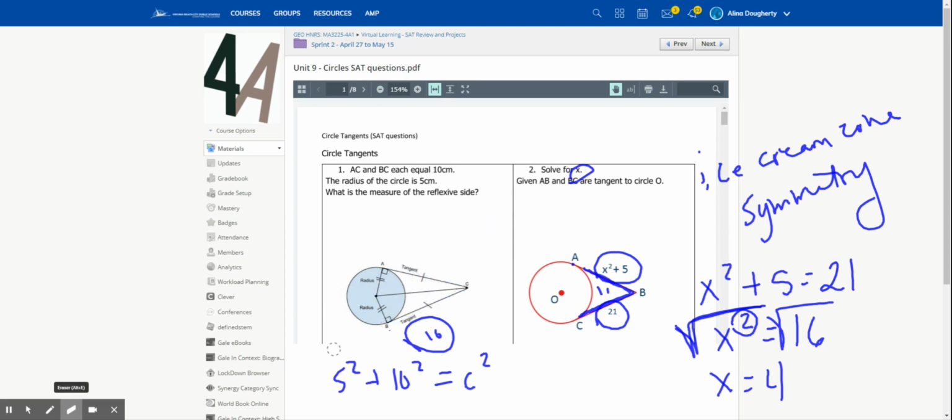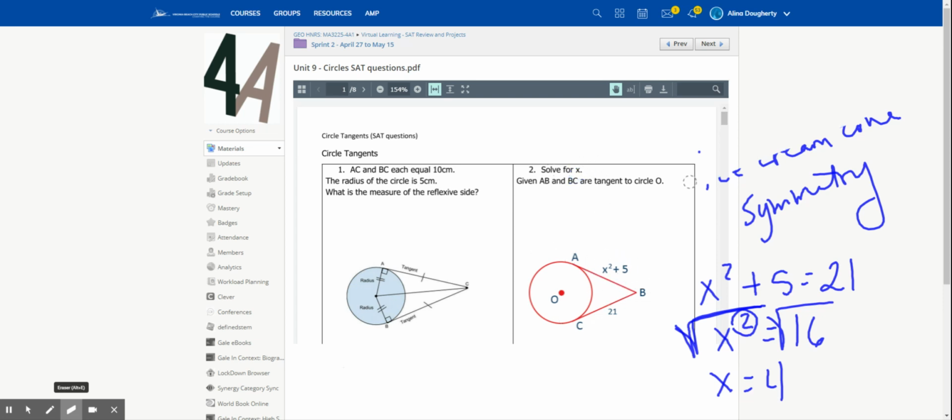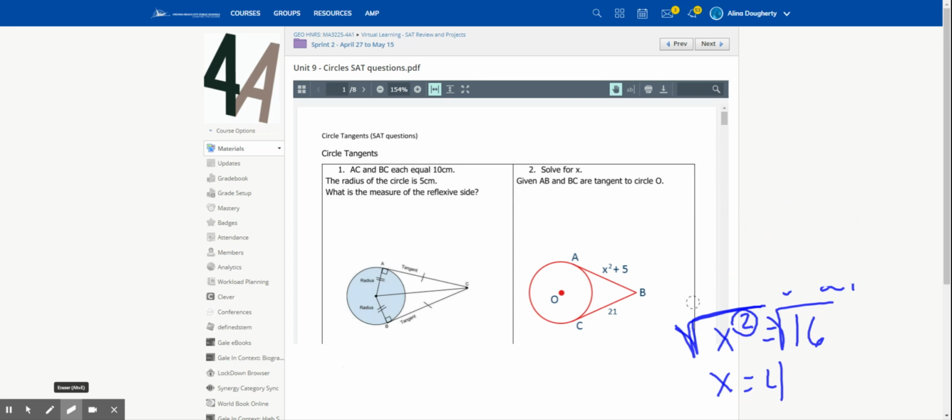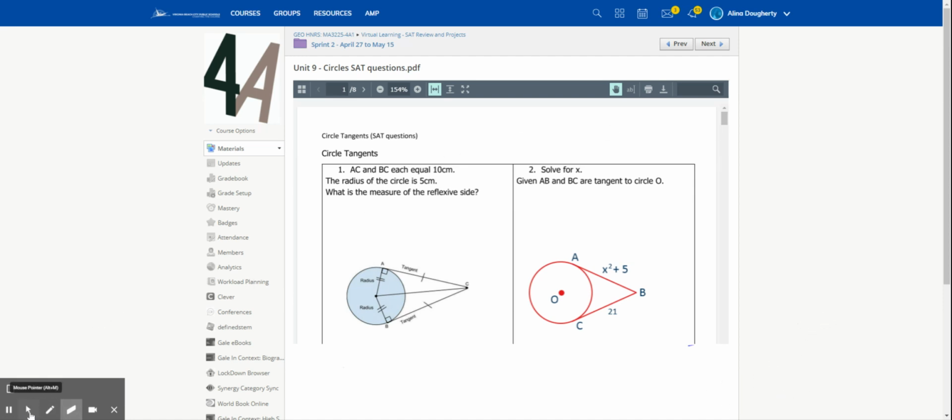Now we're going to look at number 3, as soon as I get this erased. So remember, the two things to take away from this are tangents always create right triangles. And if you have two tangents, then they're always going to be equal because they're like the sides of an ice cream cone. They're going to be symmetrical.